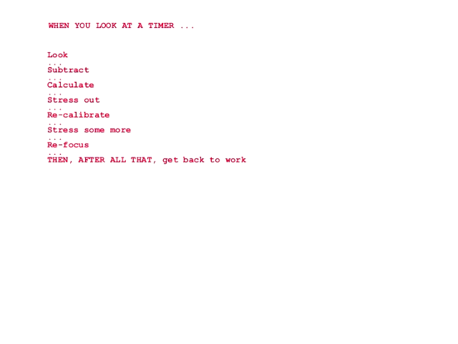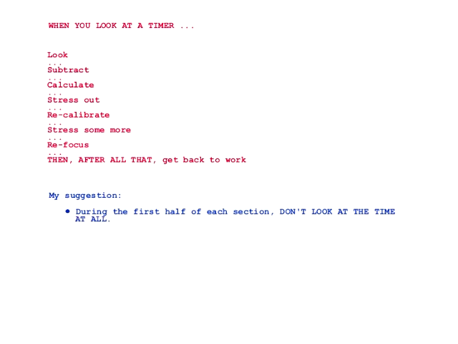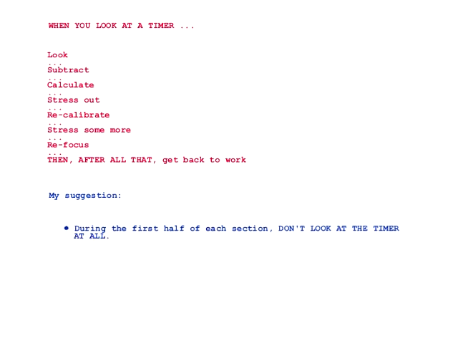Here's my suggestion about this. It's not the same as what's in the books, but it's a more pragmatic approach. First, during the first half of each section, don't look at the timer at all. Don't do it. Because there's no point. If you are 1 minute behind the average and you are only 1/4 of the way into a section, you're not going to do anything about that. That's way too early to start making adjustments.